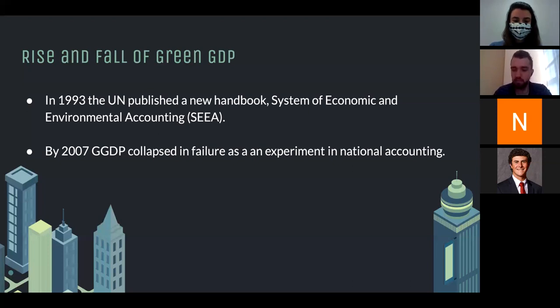However, in 2015, India adjusted its GDP numbers with respect to environmental degradation. While in the eyes of economists, the concept of green GDP was seen as a failure in relation to being an experiment in national accounting, it has helped to gain insight of how the environment and the economy are related.